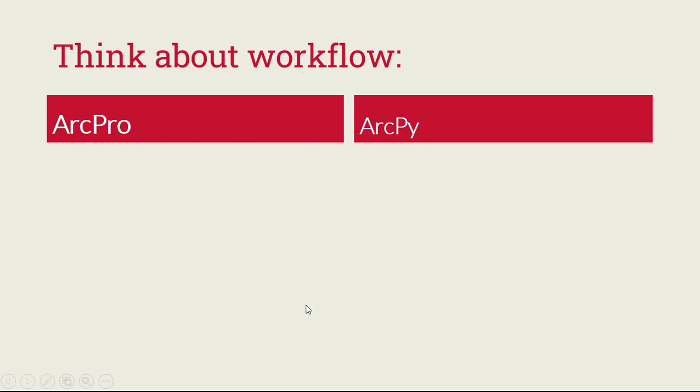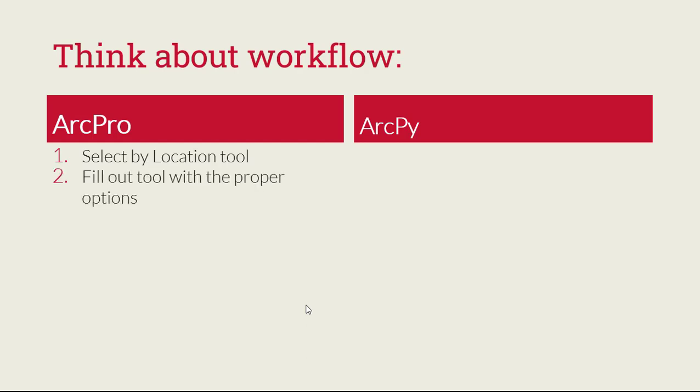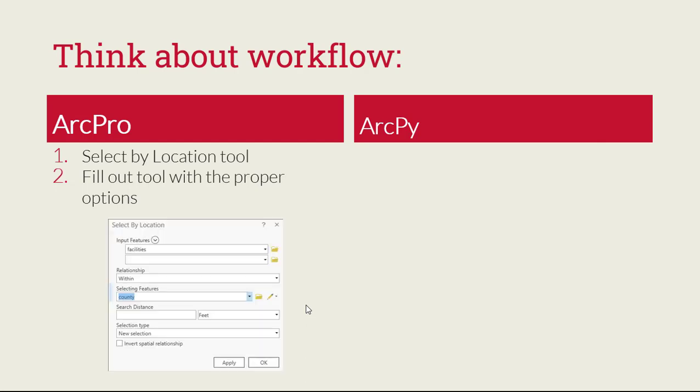Okay, so just like we thought about workflow with select by attributes, the same applies for select by location. So for a basic select by location in ArcPro, you would do the following. You would open the select by location tool. You would then identify the data set to select from and the data set to be used for the selection. And then you would decide on what the proper options and relationships would be if distance is involved and what your selection type would be. So you would essentially fill out this form.